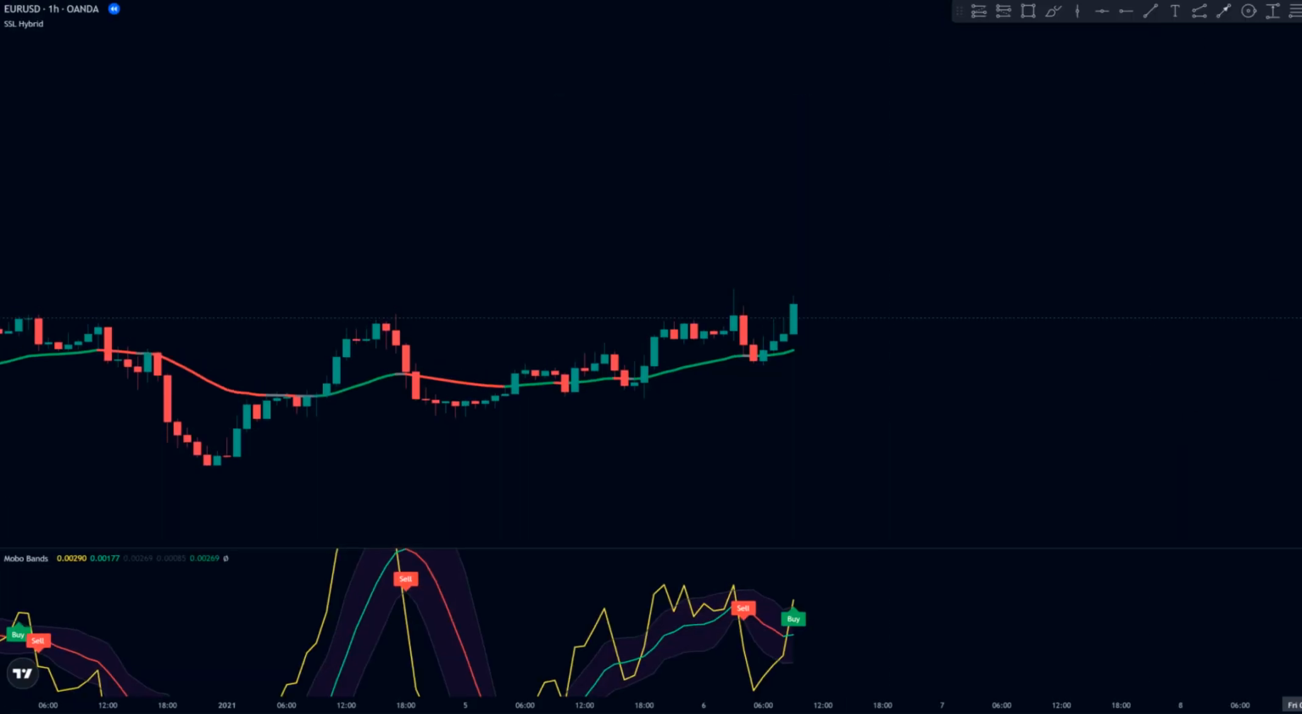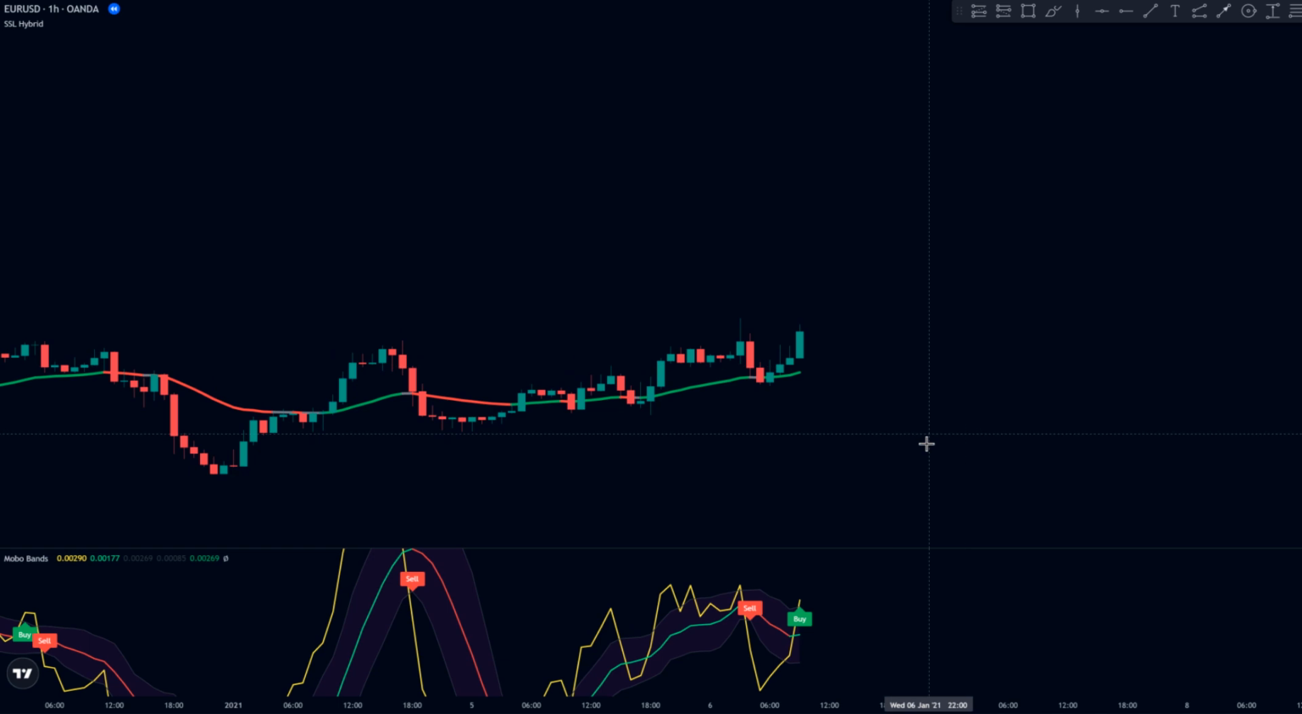Now here is an example where you wouldn't have taken the trade. As we can see here, the market was trading above the MA baseline, indicating that it's in a bullish trend. Then the price pulled back to the MA baseline, and the Mobo bands indicator printed a buy signal after the pullback. All the entry conditions are met on this candle, except for the fact that the price broke and closed below the MA baseline during this pullback. This basically invalidates this entire setup, so we shouldn't take this trade.